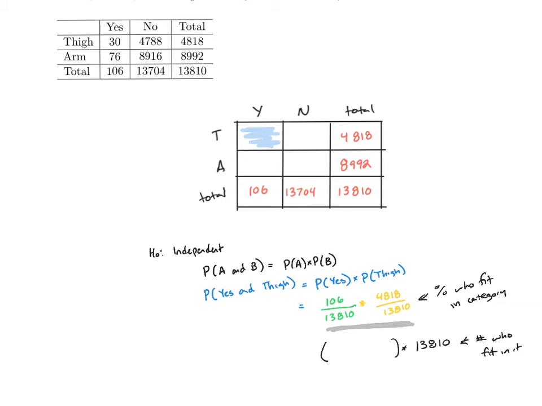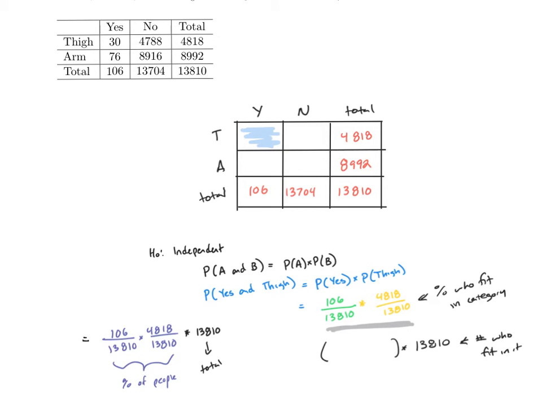Now we could actually calculate that, or we could look at this a little bit more in depth, and that is pulling it over on the side here. I notice I would have 106 over 13,810 times 4,818 over 13,810. And then if I want the number of people, I'd multiply that by 13,810. So again, this is the percent of people. And this right here is the total. So if I take the percent times the total, I'll get the number of people who fit in that category.